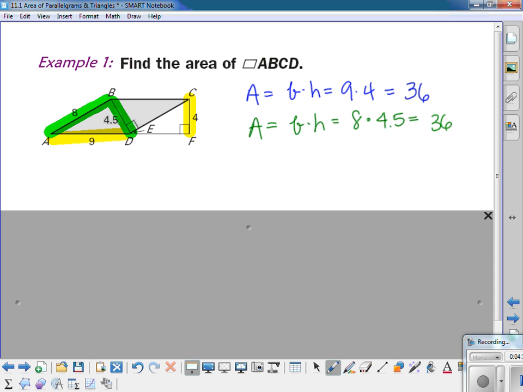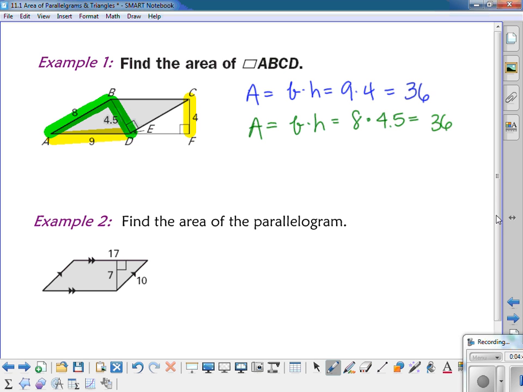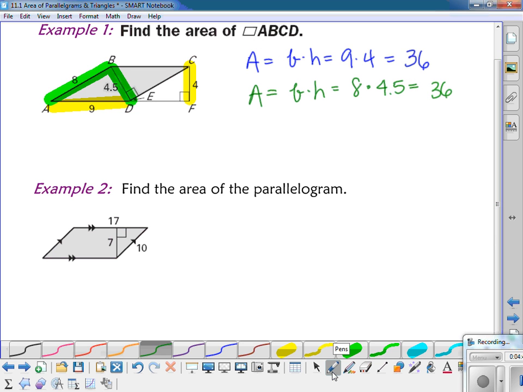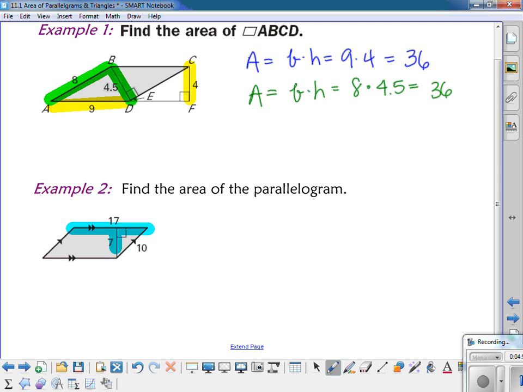Alright, and looking at another example, we're going to find the area of this parallelogram. So again, I want to find my base and my height. And so the ones that are perpendicular, here we have the base and the height, so it's the 17 and the 7 that I need. This 10 is just extra information. They're trying to throw you off, so don't let them do that to you. So the area again is just base times height, and so 17 times 7, and so that would be 119 square units.